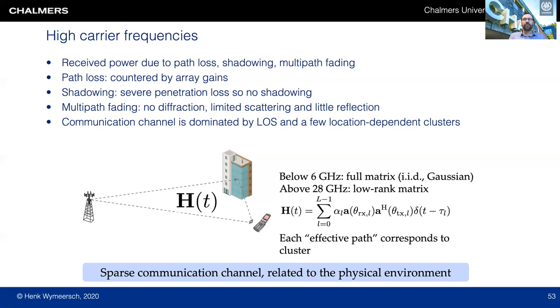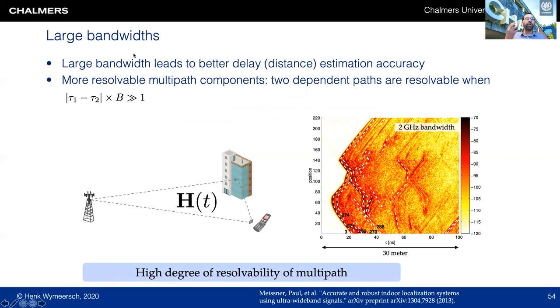Secondly, when we have large bandwidths, because we go to these high carrier frequencies, especially because there is high bandwidth, it means that we will have better delay estimation accuracy. This actually follows from the Fisher information analysis, even though we didn't go through it in detail for time of arrival estimation. It also provides better resolvability, so you can separate multipath components better. And this is a figure I took from this paper from TU Graz, where they show in the delay domain, each horizontal slice is a channel impulse response as a function of the position of the receiver. So there's a transmitter somewhere there, there's an environment, and the receiver is moving.